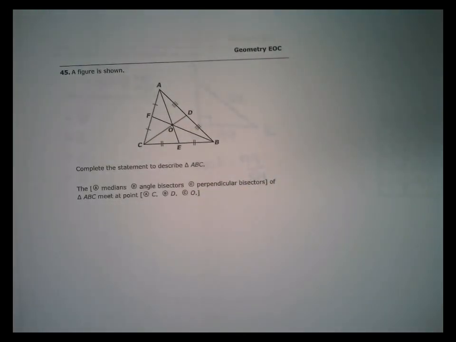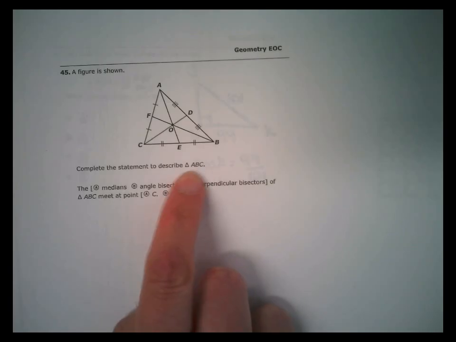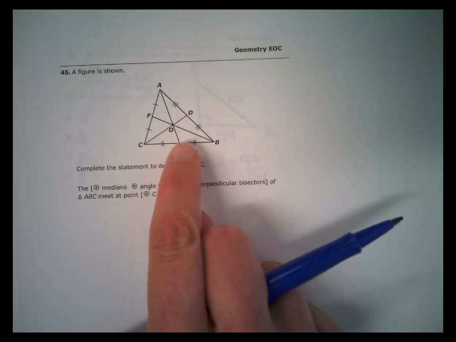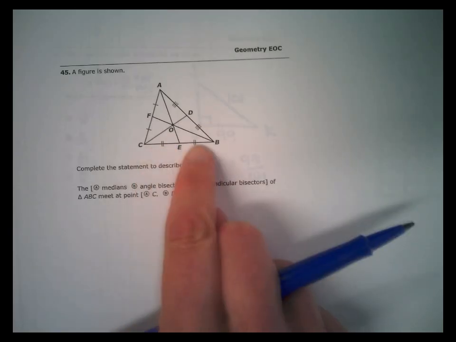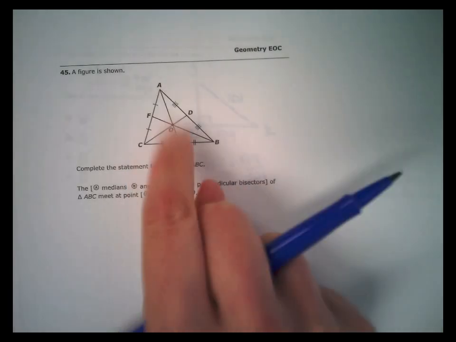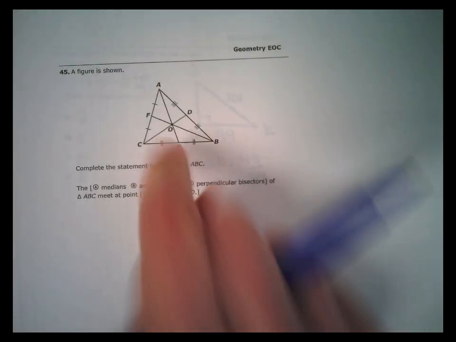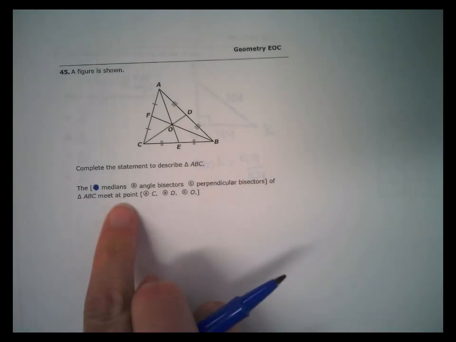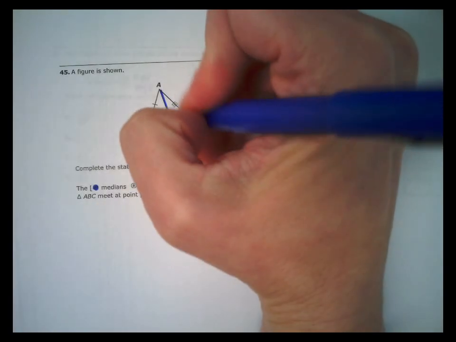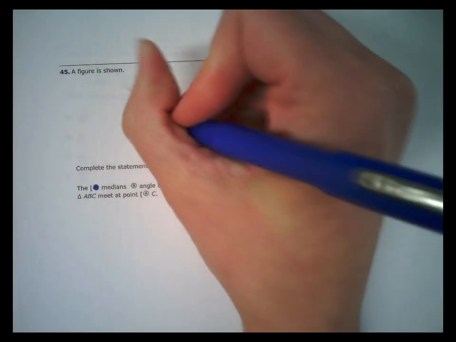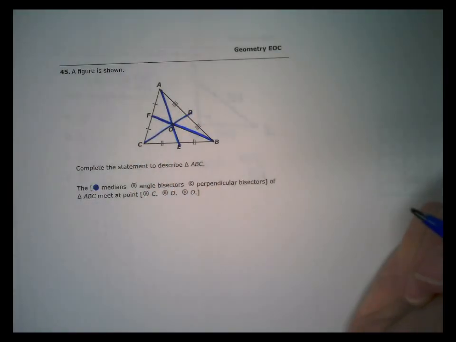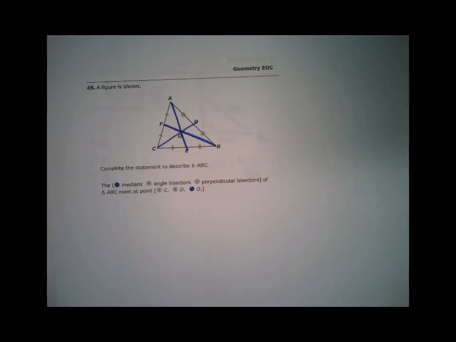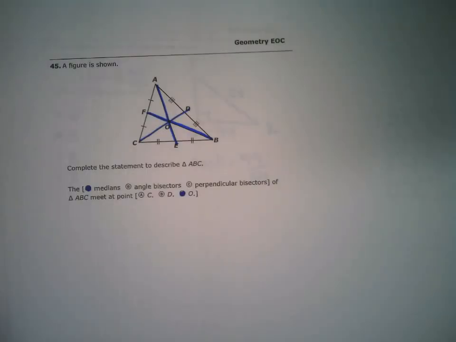Okay, then we have one last question on here. Complete the statement to describe triangle ABC. So we have these midpoints, because I can tell they're the middle by these congruency marks that are connected to the vertex. That means these are medians of triangle ABC, meeting at point. Well, where do my medians meet? This is a median, this is a median, this is a median. Where do they all meet? They meet at O. So medians, and they meet at O.